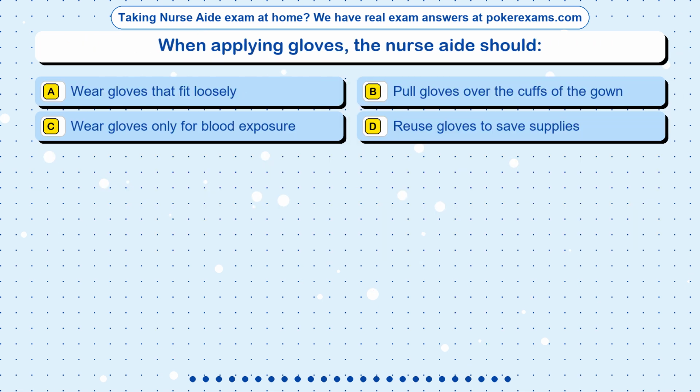Question 14. When applying gloves, the nurse aide should: Option A. Wear gloves that fit loosely. Option B. Pull gloves over the cuffs of the gown. Option C. Wear gloves only for blood exposure. Option D. Reuse gloves to save supplies.